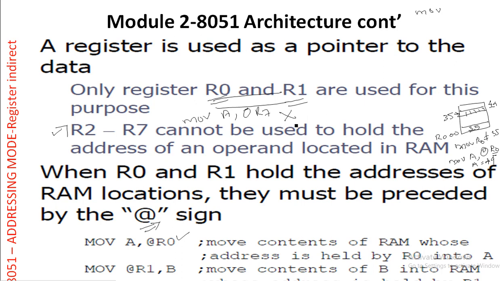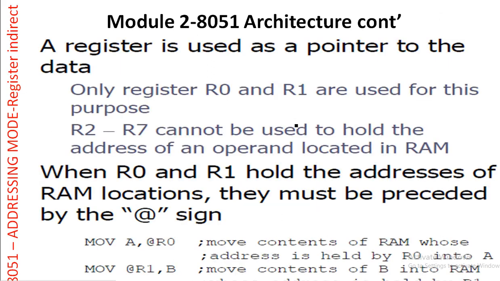Okay, so that is register indirect. Without @, it is register addressing mode. With @, register indirect. That is the difference. With @ symbol, without @ symbol, they are distinct addressing modes. Both have their own meaning. It is important. That is called register indirect addressing mode.